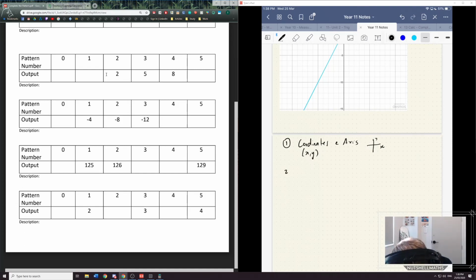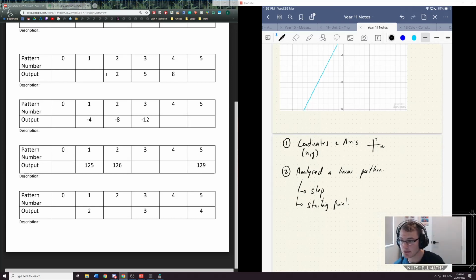So secondly, we analyzed a linear pattern and we pulled out the step and the starting point. The step and the starting point.